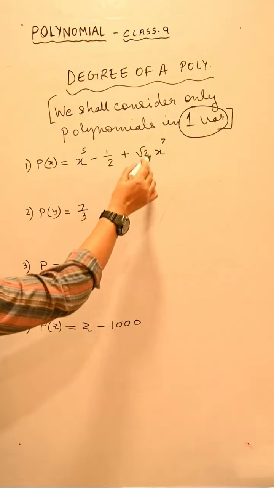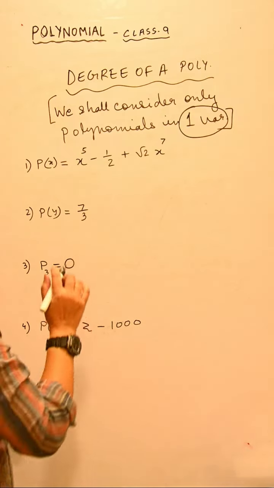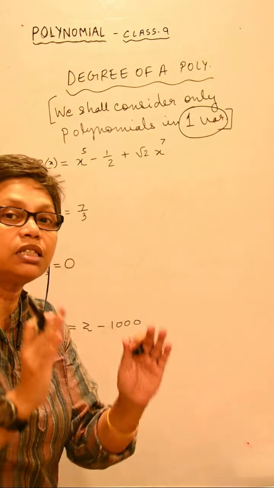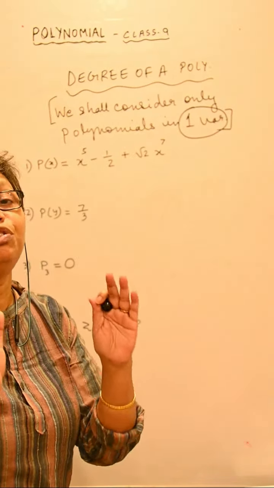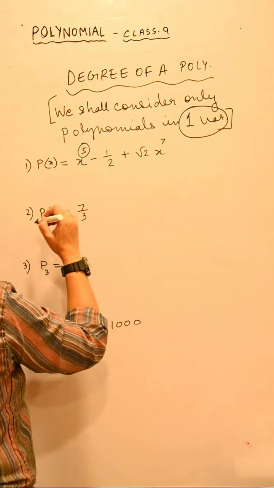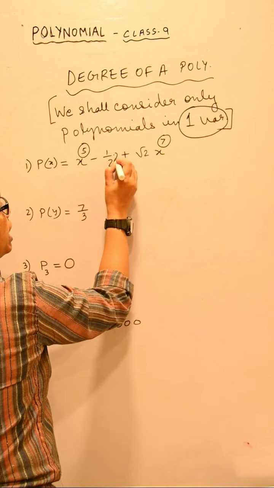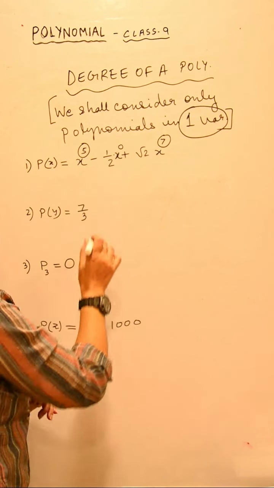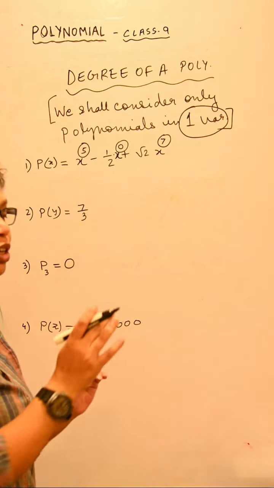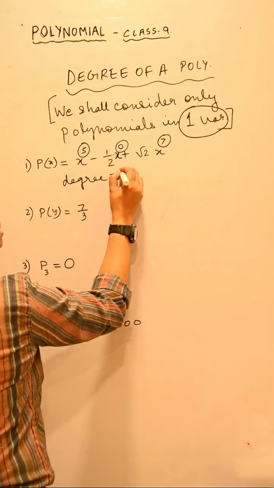Now for this polynomial, we want to find out what the degree is. Degree is always the highest power of the variable present. For example, here one power is 5, one power is 7, and here if you want to imagine x, it has to be x to the power 0. So the maximum power is 7. So the degree of this polynomial is 7.